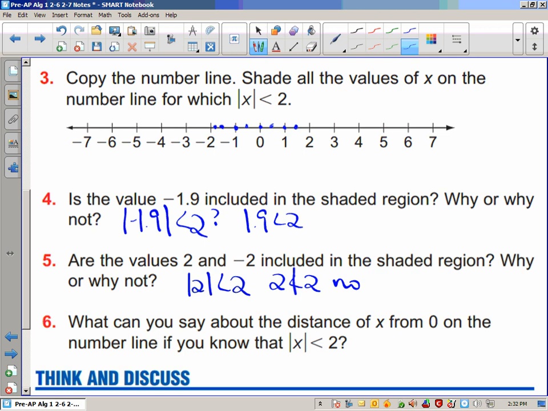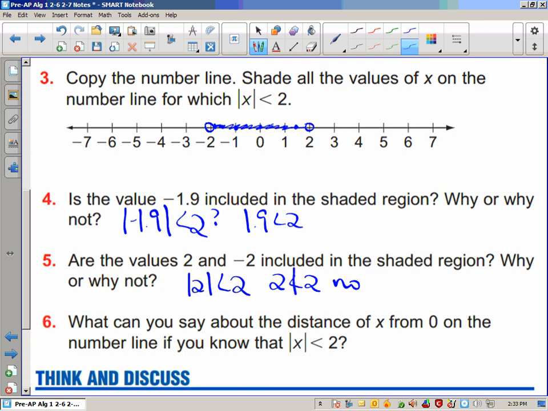So what do you think that means? When we've used number lines to represent numbers that approach a certain value but not include that value, we use an open circle. So I would have open circles at 2 and negative 2, and then everything in between them would be part of the solution.